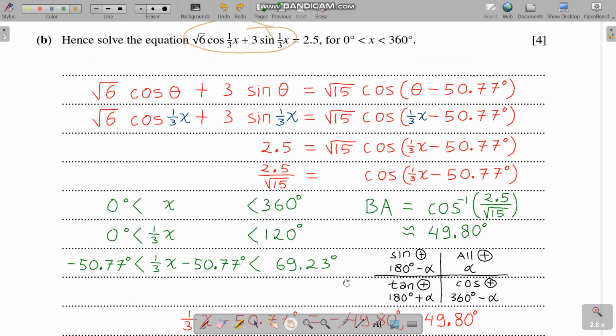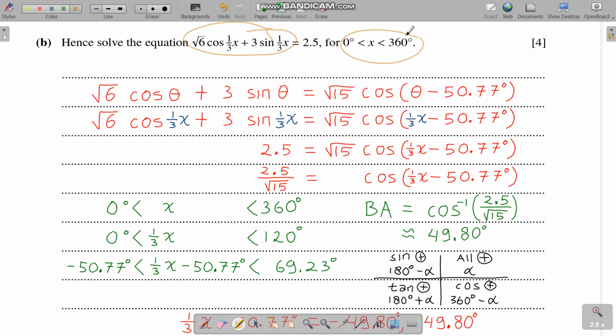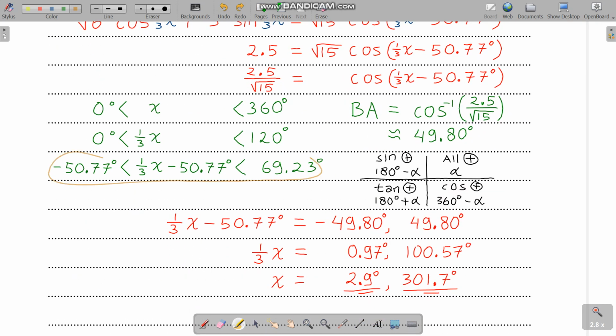Now look at the domain. The question says the domain is from 0 to 360, but that is for x. The angle we are dealing with is not x, it is 1/3 x minus 50.77 degrees. So we multiply everything by 1/3, 0 times 1/3, x times 1/3, 360 times 1/3, and then we subtract 50.77. 120 minus 50.77, we get this. So the actual modified domain we can use is from minus 50.77 to 69.23.